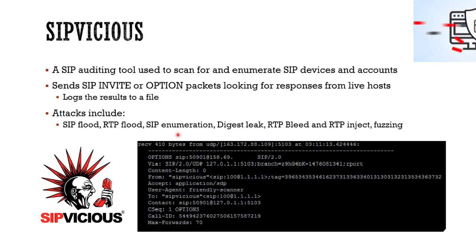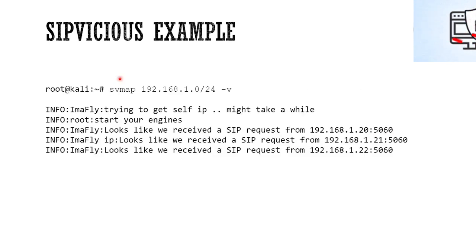Here's an example. Let's svmap a whole subnet. And then it's going to go down the line and goes, well, we were able to talk to this address and this address and this address, so those are possible targets. Okay.